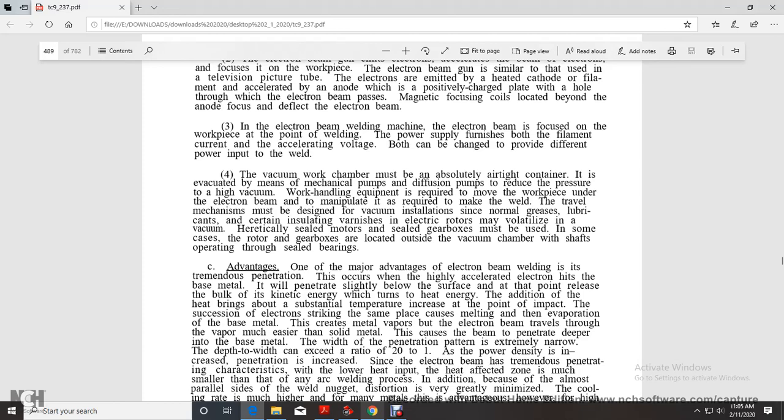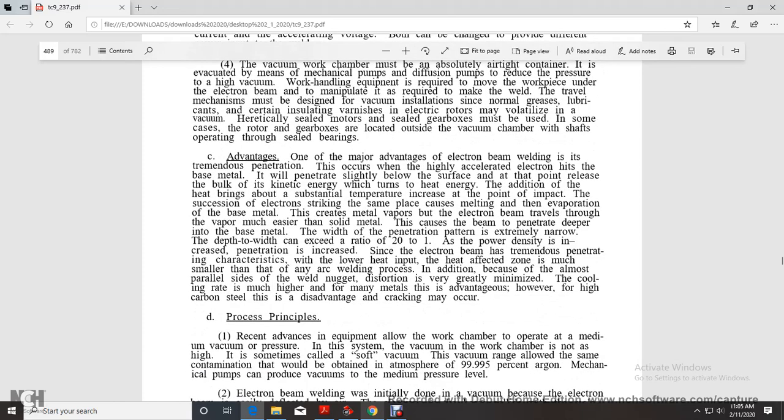The travel mechanism must be designed for vacuum, since normal grease and lubricants, certain insulation varnishes, and electrical rotors may volatilize in a vacuum. Hermetically sealed motors or sealed gearboxes must be used. In some cases, the motor and gearbox are located outside the vacuum chamber with the shafts operating in sealed bearings.